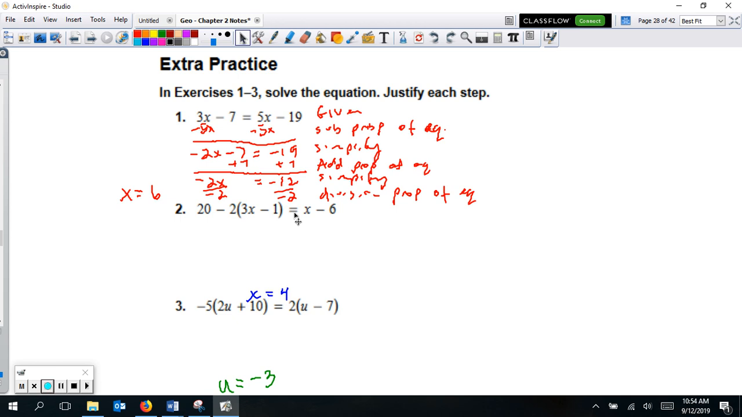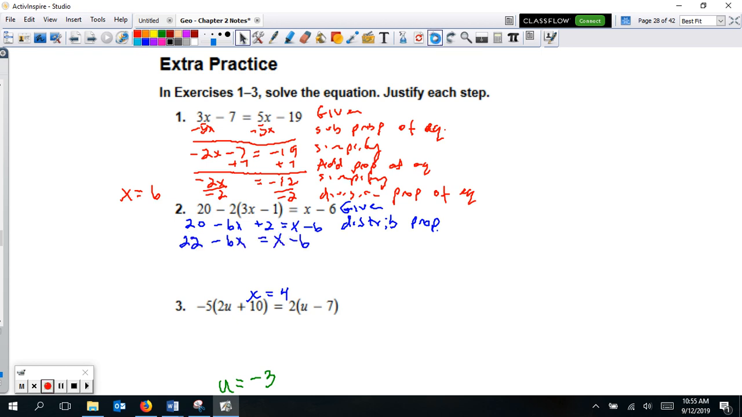And then for number 20, we have our given again. So just write the word given next to the 6 over here. So this is the given statement. And x equals 4. So prove that x equals 4. To do that, we would have to show the steps and the reasons for that. So we start off by distributing negative 2 into this parenthesis, and that would just be the distributive property for the reason.